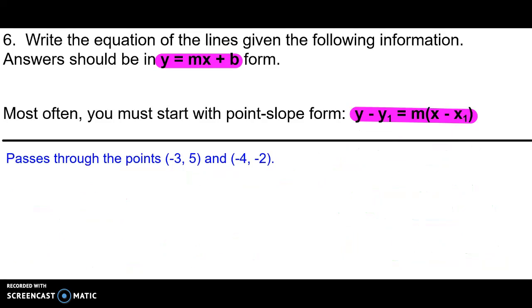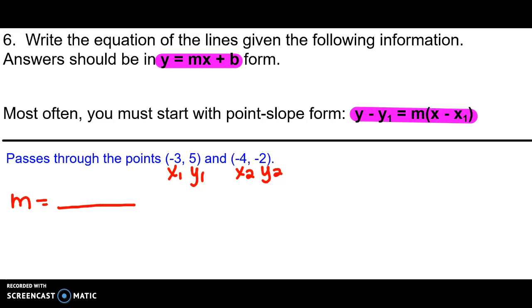All right, let's keep going. Same thing, let's label those points. We're given 2 points again. We have an x1 and a y1. We have an x2 and a y2. So again, the first task is to calculate our slope.